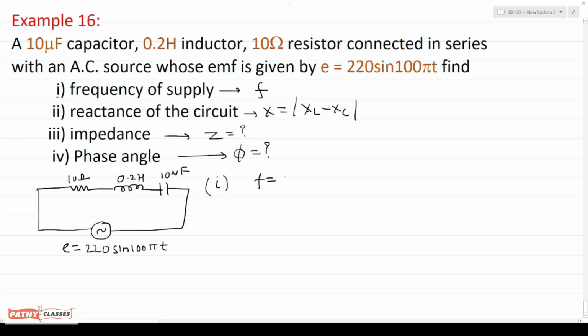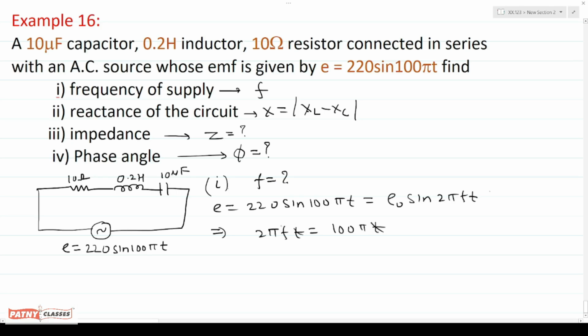To find frequency, F equals to how much? We have E equals to 220 sine 100 pi t. Comparing it with standard equation, E naught sine 2 pi ft implies 2 pi ft equals to 100 pi t. T gone, pi and pi get cancelled. 2f equals to 100. Therefore, F equals to 100 upon 2 equals to 50 Hertz. So we answered the first question. F value equals to 50 Hertz. Now we need to find out reactance of the circuit.